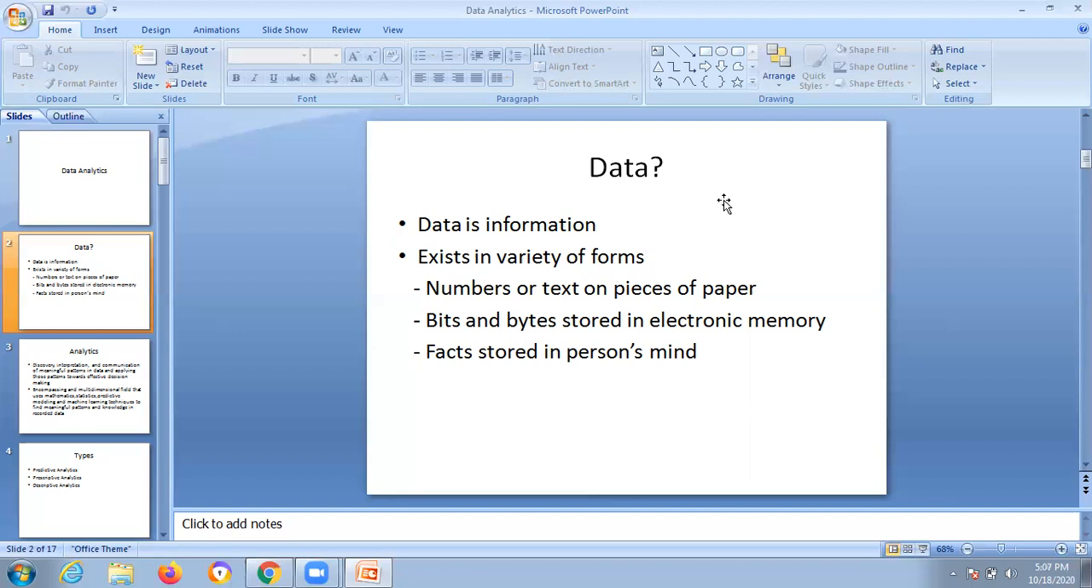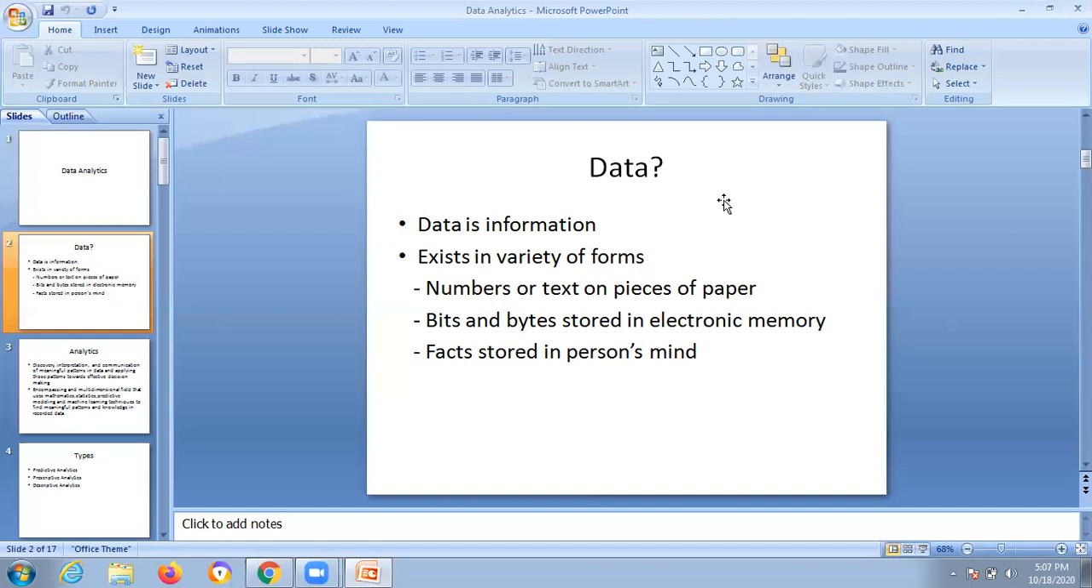Next, some facts can be stored in a person's mind, and these facts can be treated as data. Some data facts are recorded. These are general facts: what type of data is required and what type of data is necessary for each individual. And this is about data. Our topic is data analytics, and I have told what data is.